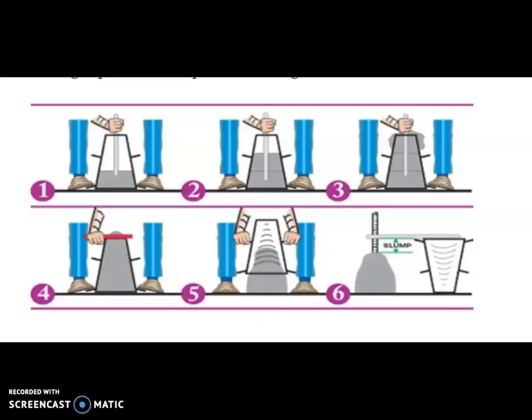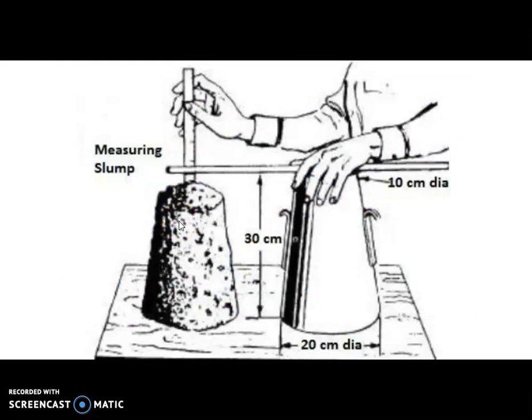Once you lift the cone, what will happen? It's wet concrete, no? It will start flowing down. You can see they have just inverted the cone. It was at this height earlier. The moment the cone has been removed, the concrete has moved down. The amount that it has moved down is called slump, S-L-U-M-P. So that slump is measured.